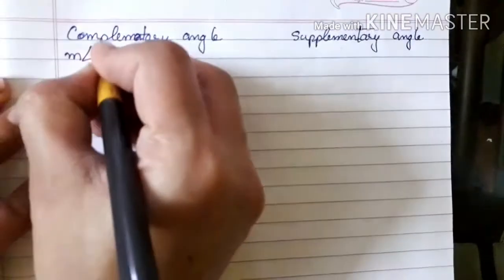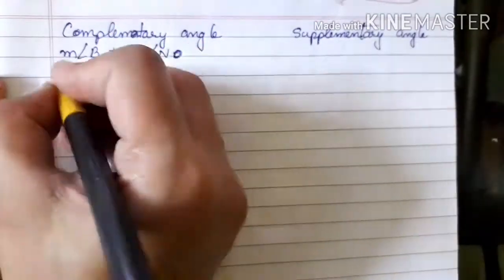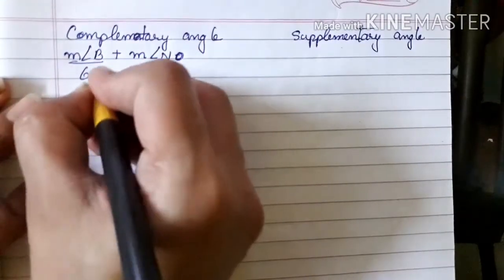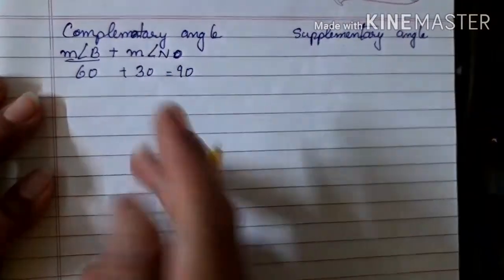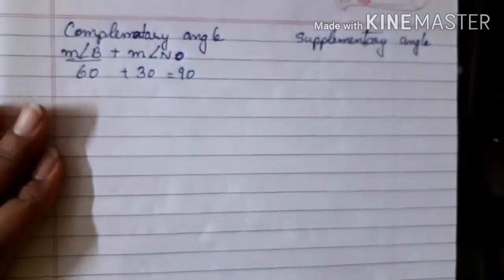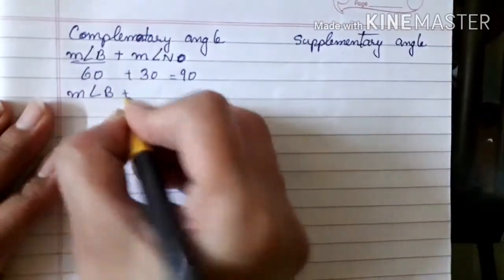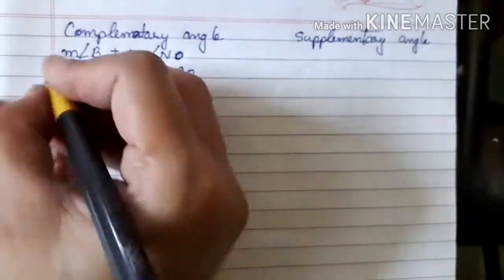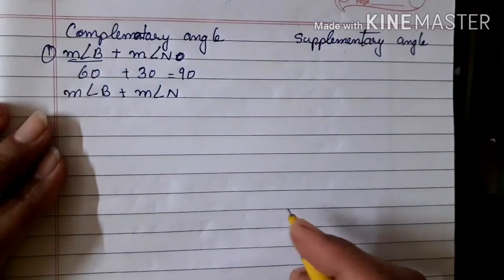Suppose measure of angle B is 60 degree and measure of angle N is 30, so measure of angle B plus measure of angle N gives us the total of 90. Therefore, angle B plus angle N is a complementary angle. Got it? In this way you all have to write it.